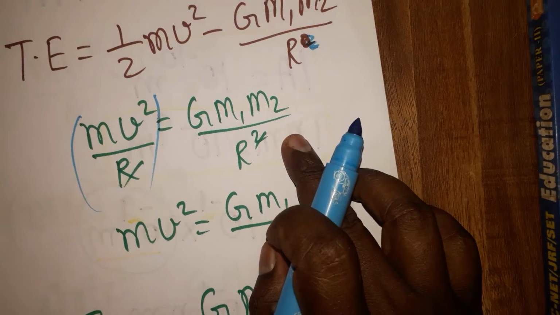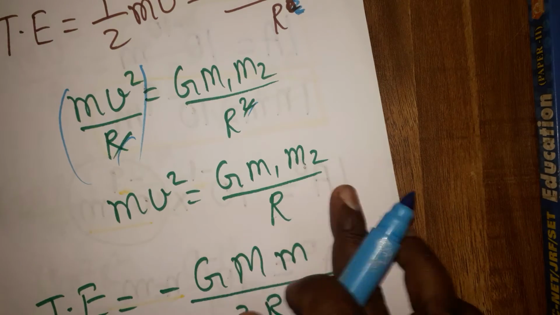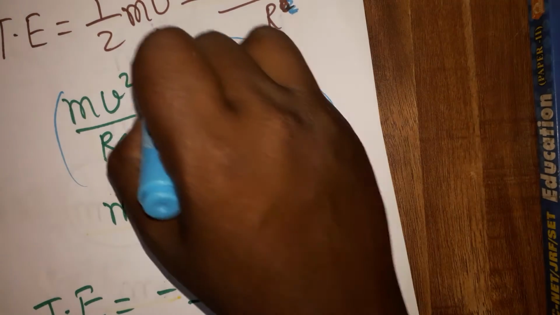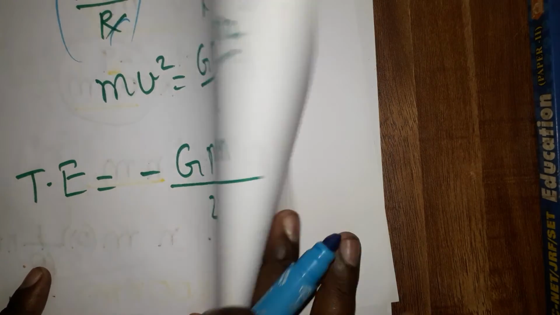Centripetal force is equal to gravitational force, and r square gets cancelled. So finally mv square is equal to this much. If you substitute this in the equation, you will get the total energy like this. Total energy, I got.